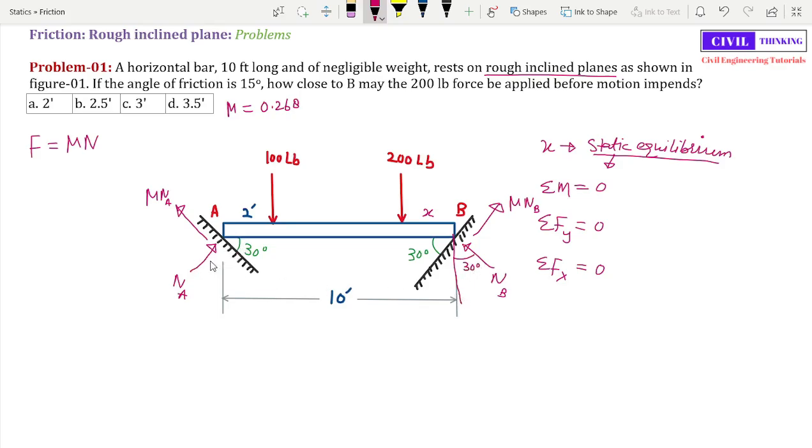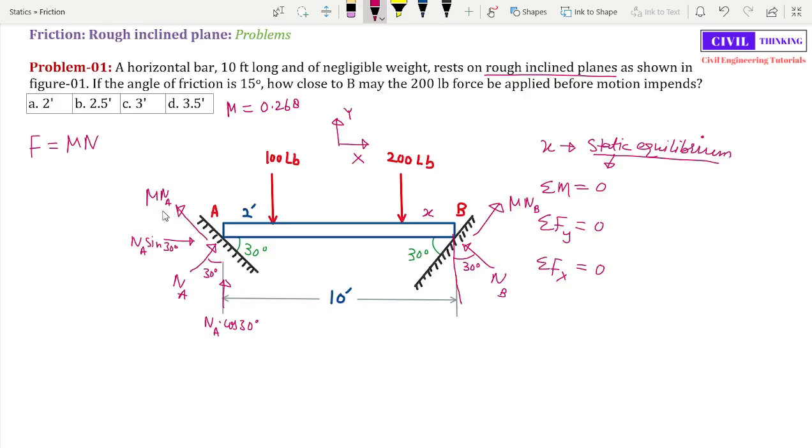This is 30 degrees, it means this is also 30 degrees. Now, let us resolve this Na in the x direction and y direction. Let us assume the vertical direction is y axis, and the horizontal axis is x axis. So this is Na times cos 30 degrees, right? And we will have a horizontal component like this. It is going to be Na sine 30 degrees, right?